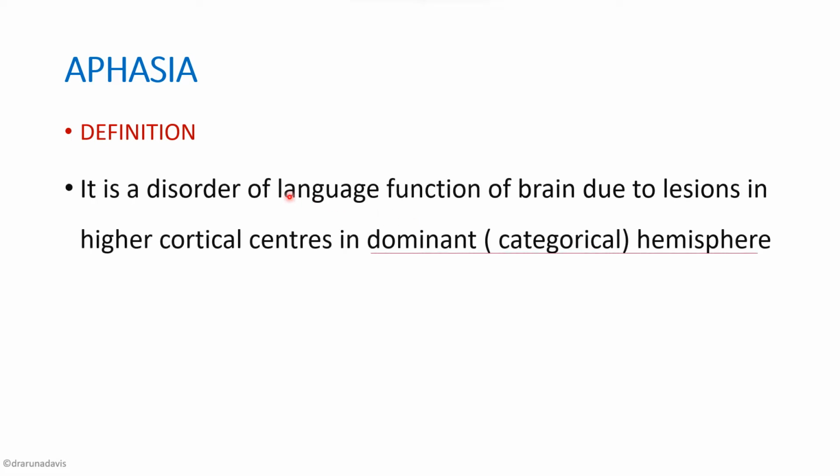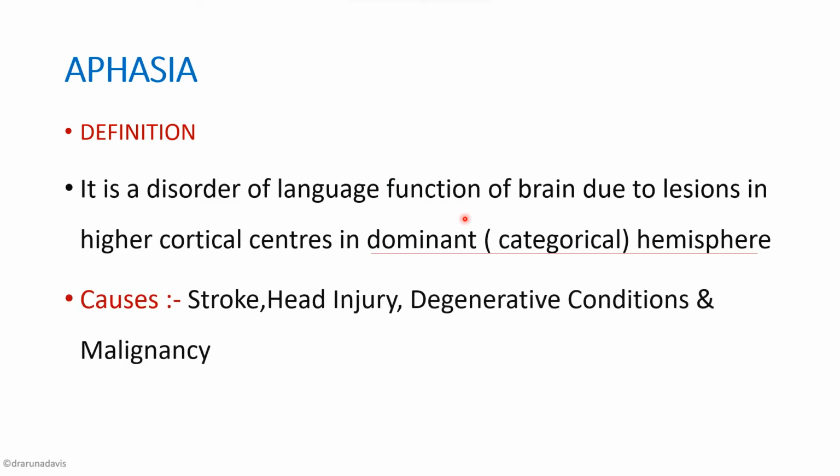So you have to start the answer with an introduction, which can include the definition of aphasia. So what is meant by aphasia? It is a disorder of the language function of the brain due to lesions in the higher cortical centers in the dominant or the categorical hemisphere. Okay. So basically due to lesion in the higher cortical centers, your language function is affected and that is called aphasia. So what are the causes of aphasia? It can be stroke, head injury, degenerative conditions or malignancy, whatever that can affect the language speech areas in the brain in the dominant hemisphere.